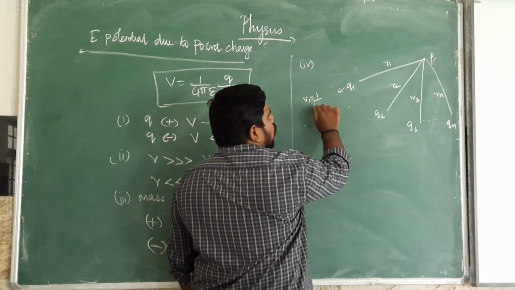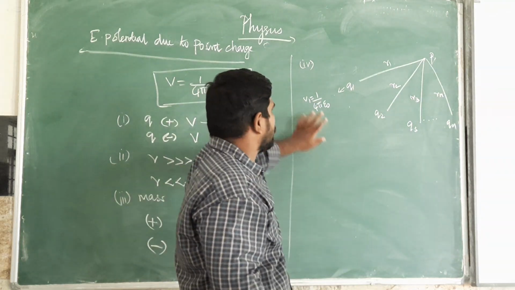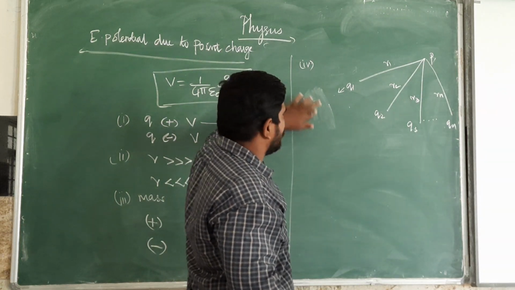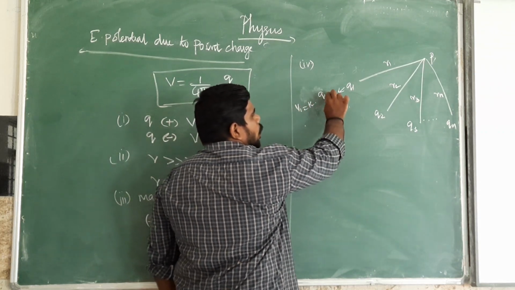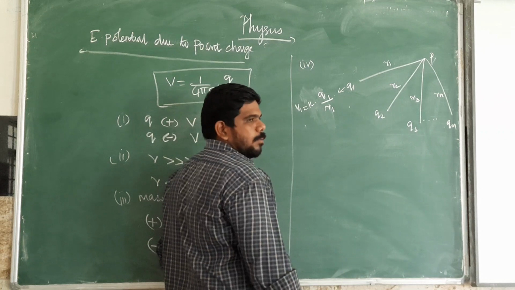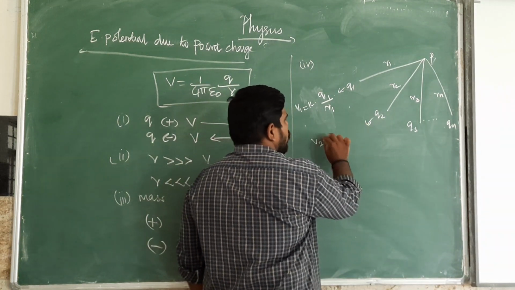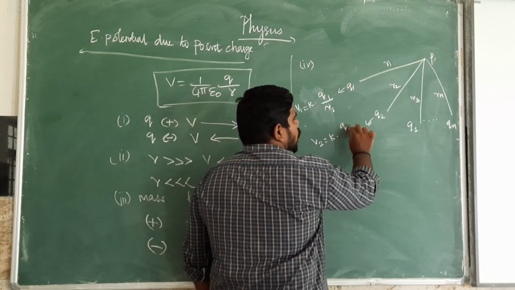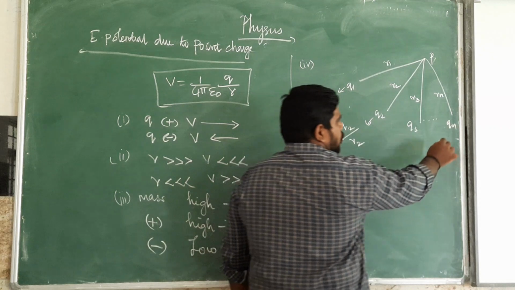V1 is equal to 1 by 4 pi epsilon 0. You know that is a constant, isn't it? So you can write V1 is equal to K into Q1 by R1. Similarly, for the second charge, V2 is equal to K into Q2 by R2, and so on up to the nth charge.